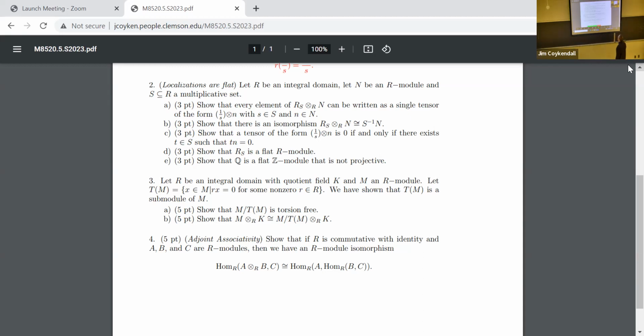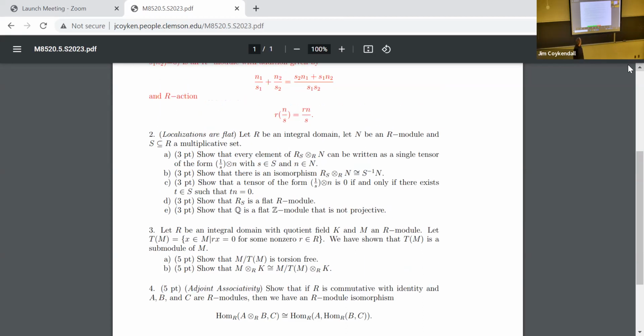Show that a tensor of the form 1 over S tensor N is 0 if and only if there exists a T in S such that T kills N, that is, Tn is 0. And put this all together and show that R localized at S is in fact a flat R module. So this is a good way to build these flat modules that we talked about. And then finally, to finish this off, show that Q is a flat Z module, which follows from the work you've done, and that it is not projective. So that gives you a good example of something that's flat but not projective.